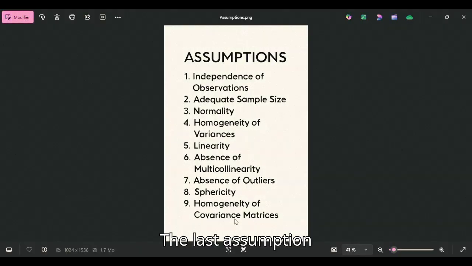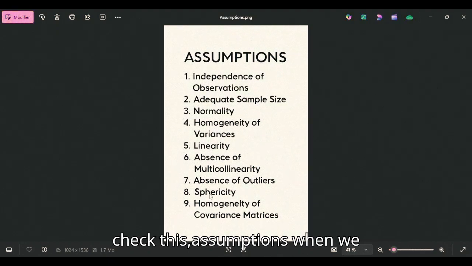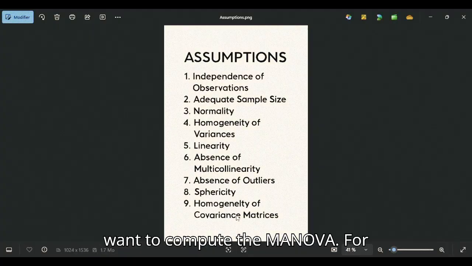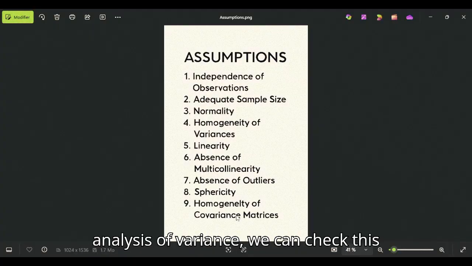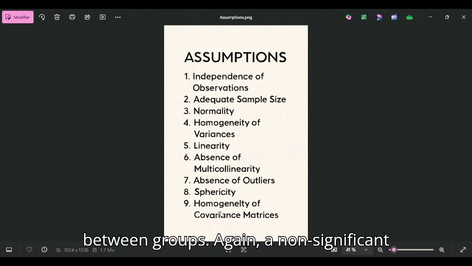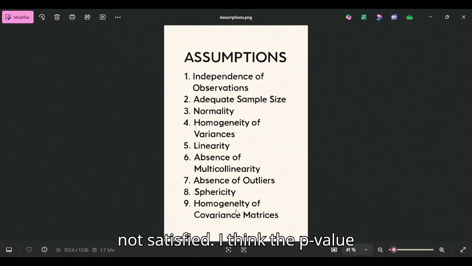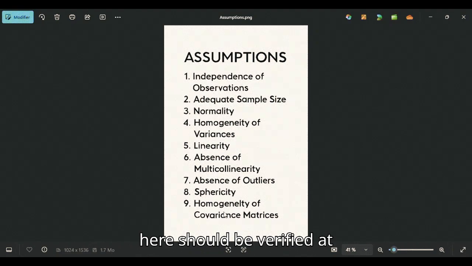The last assumption refers to the homogeneity of covariance matrices. We check this assumption when we want to compute the MANOVA, the multivariate analysis of variance. We can check it using Box's M test, to check the equality of covariance matrices between groups. Again, a non-significant value means that the assumption is satisfied. I think the p-value here should be verified at the 0.001 level.